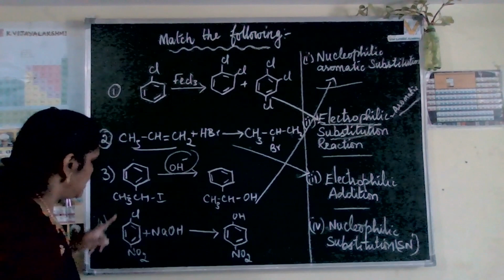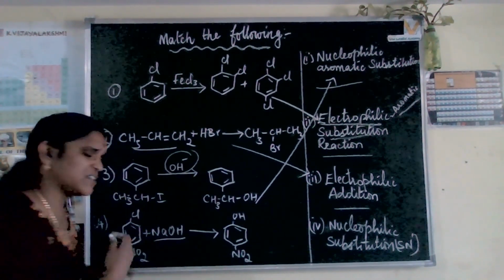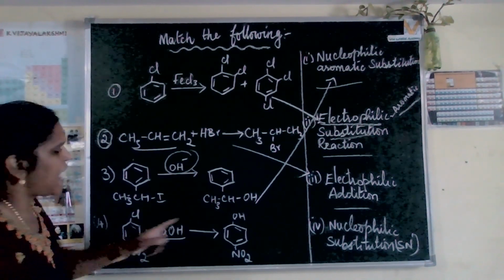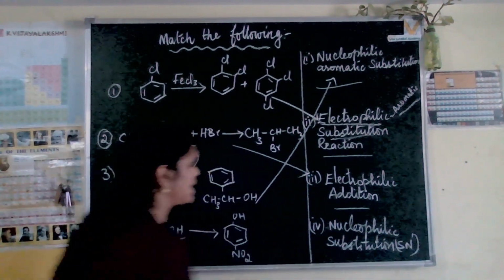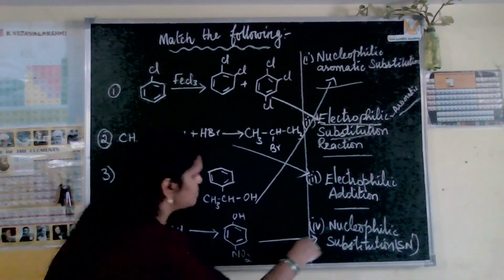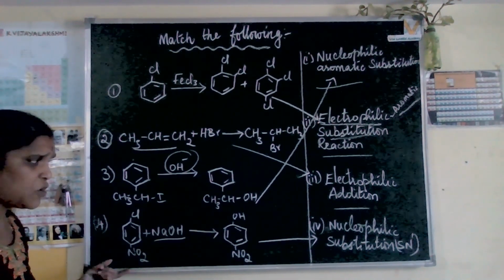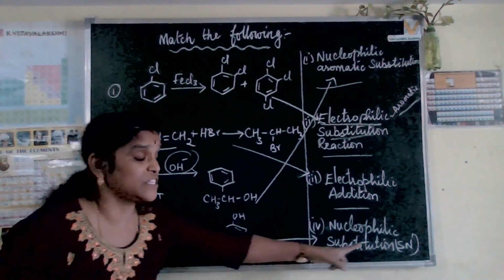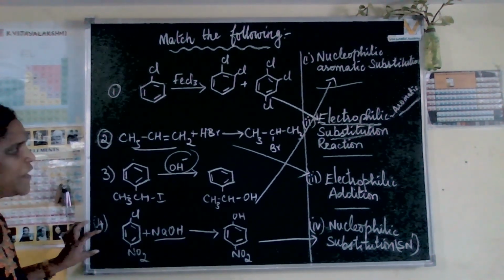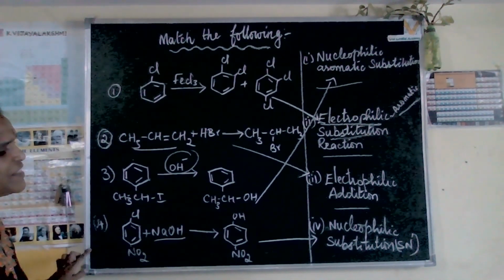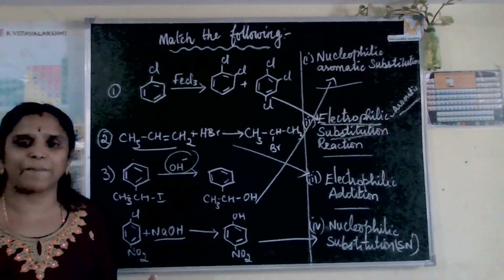And the last one: a nitro group attached to benzene along with Cl, connected with OH. This OH is also a nucleophile, and here OH substitutes, so it is a nucleophilic substitution reaction, in one mechanism as they have given. Hope you're clear with this. Check whether all these points are correct or not, and mention it in my comment box.